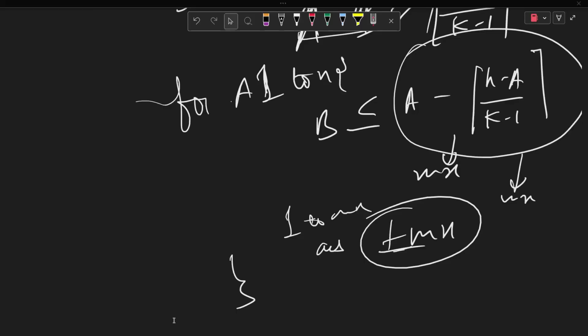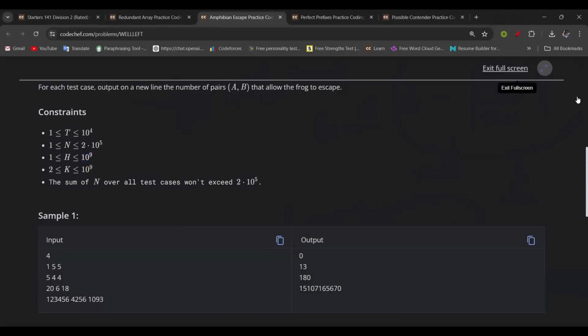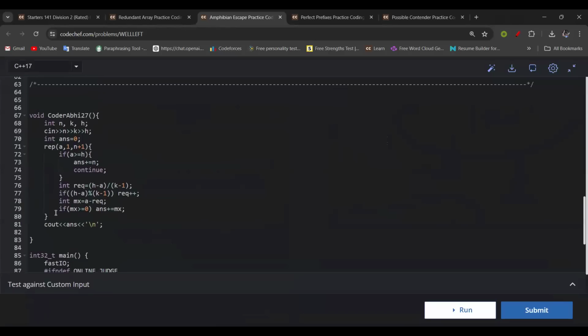Okay, so now we can look at the code. So basically, as I told, we took the input n, k, and h. We iterated for all a from 1 to n. So this is a loop from 1 to less than or equal to n. It is less than n plus 1, not till n plus 1. So we are iterating from 1 to less than or equal to n.